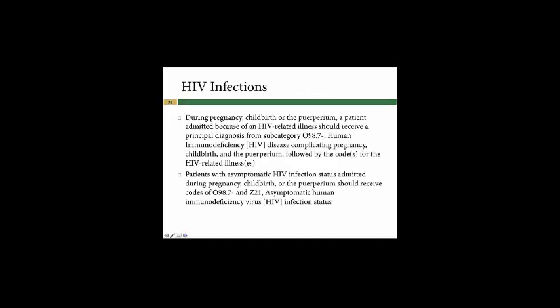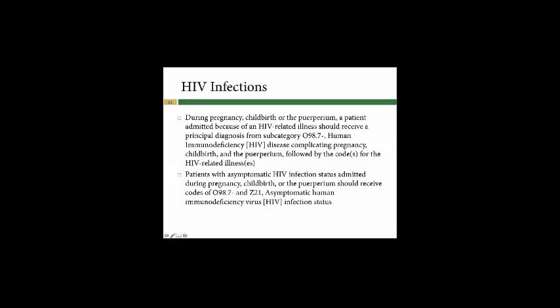HIV infections, we have similar instructions here to the ones we have in ICD-9. So during pregnancy or childbirth, a patient admitted because of an HIV-related infection gets a principal diagnosis code from 098.7. And whenever I have a dash after the number, we know that we're going to need an additional character. That's not a complete code, 098.7. There are other codes that we would be putting down.